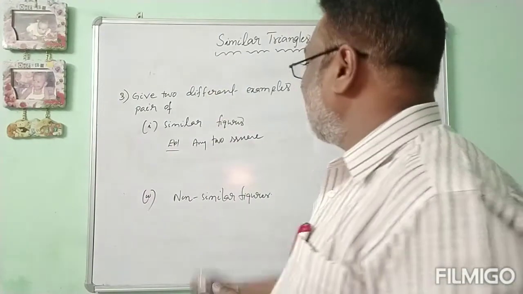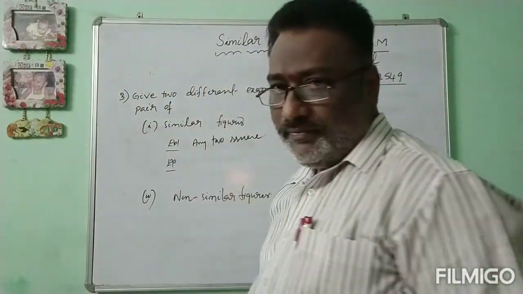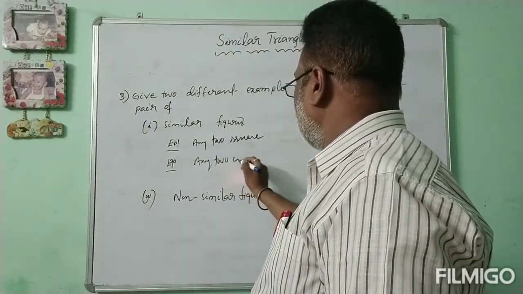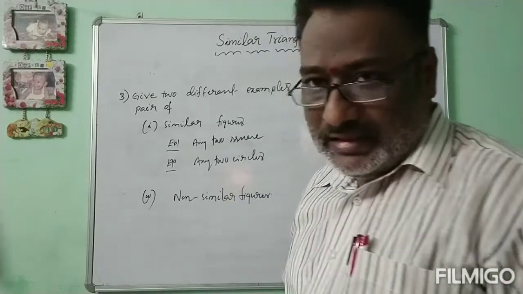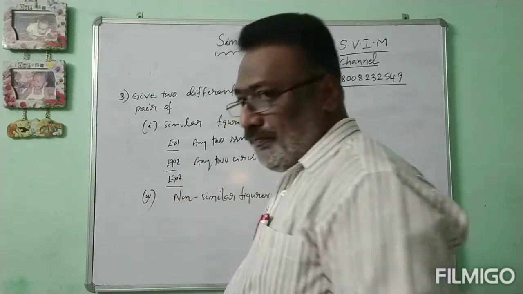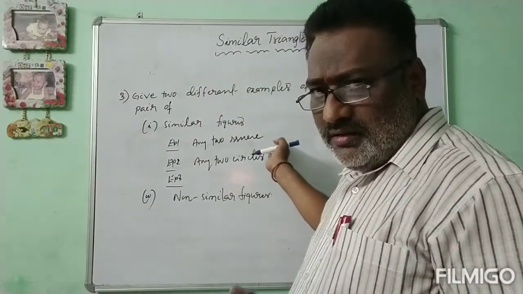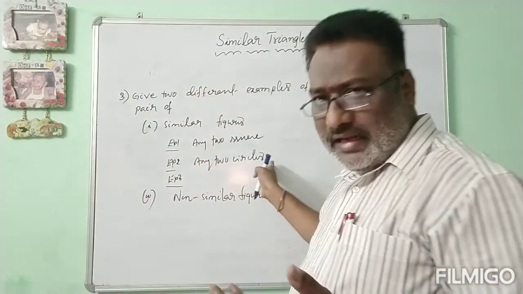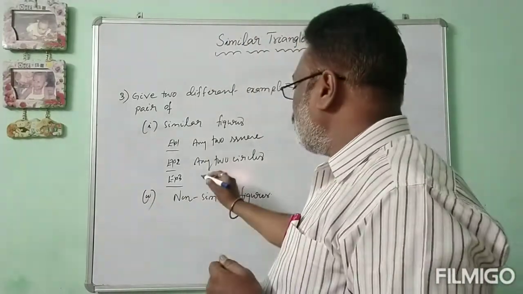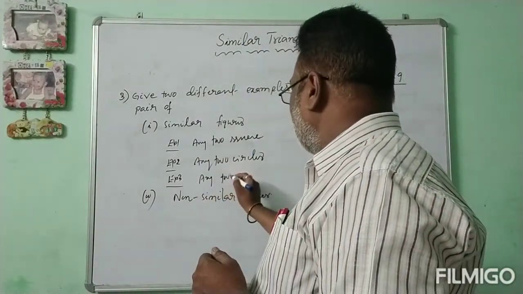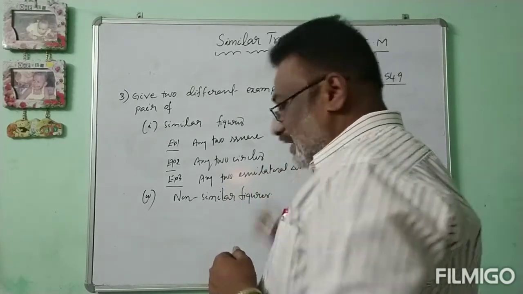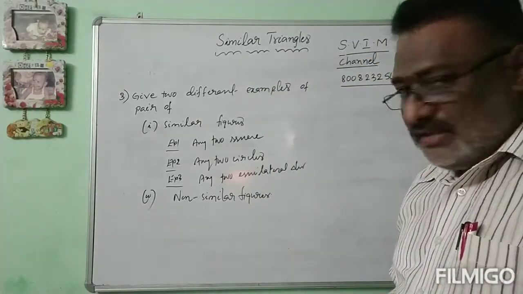Next, example 2, any two circles you can take. Next, one more example I am taking, but actually you have been asked only for two pairs. Two squares you can write here with any measurements, and two circles you can take with any radius. They are similar. Now I am taking one more example, that is any two equilateral triangles. These are the examples for similar figures.